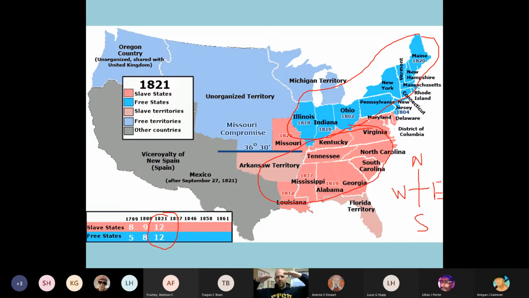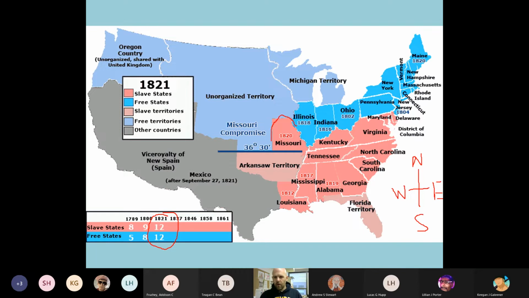And so because we have free states and we have slave states, we have 2 different groups that have 2 different viewpoints on slavery. Those who don't want slavery and those who do, okay? And so the reason why this is such an issue is that if you have an imbalance in the number of slave states and free states, there's always going to be an advantage. And that advantage could be used to create a law that benefits whichever side has that advantage.